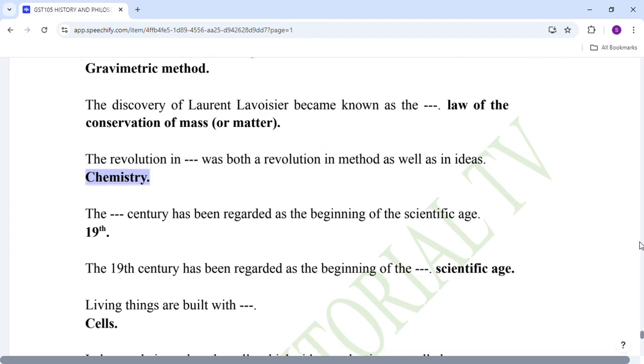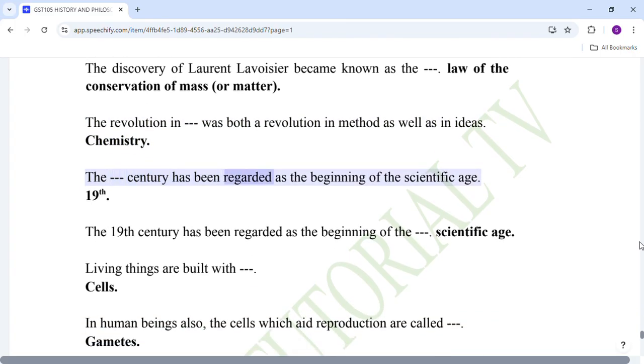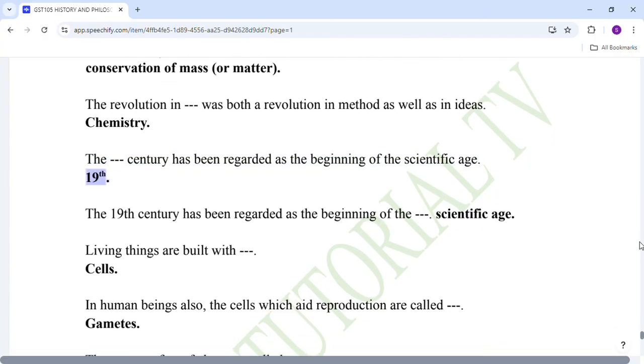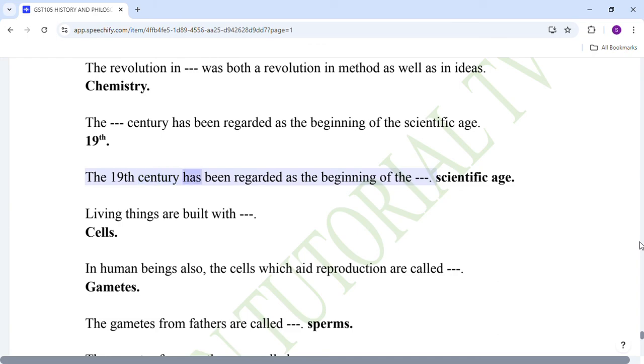The 19th century has been regarded as the beginning of the scientific age.